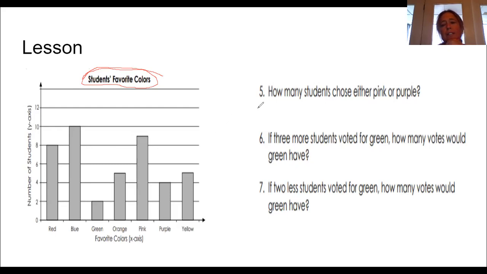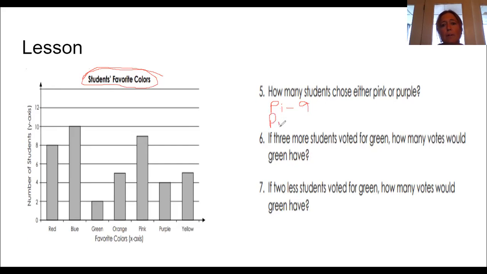All right, our first question says, how many students chose either pink or purple? We first need to find out how many people chose pink, and here, I'm going to abbreviate it with PI. I come over and I look at pink and I go up to the end of the bar and, oops, it's not on a line, it's between two lines, which means it's the number between 8 and 10, which is 9. So we know 9 people picked pink.